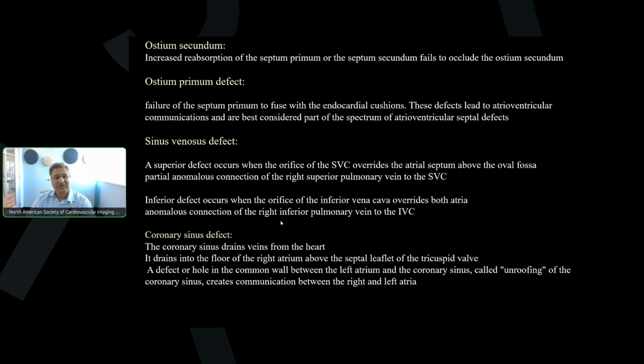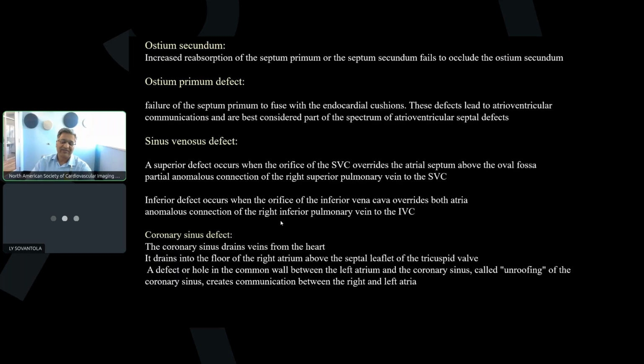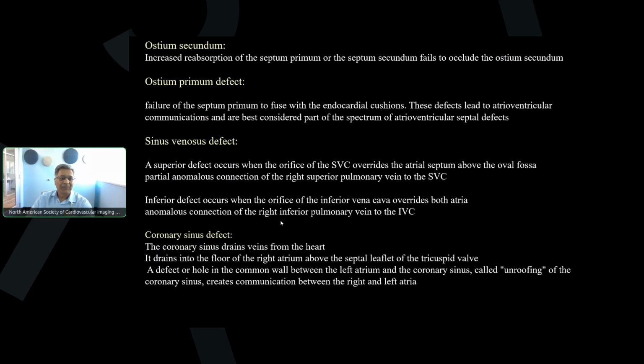Ostium primum defects are usually associated with endocardial cushion defects also, and they can be part of atrioventricular septal defects. Sinus venosus defects can be associated with anomalous pulmonary venous return. On the right, in case of superior defect, you can have an anomalous venous return from the right superior pulmonary vein, and in case of inferior defects, we can have anomalous venous return from the right inferior pulmonary vein. So these are the additional things to look for when we are talking about atrial septal defects.